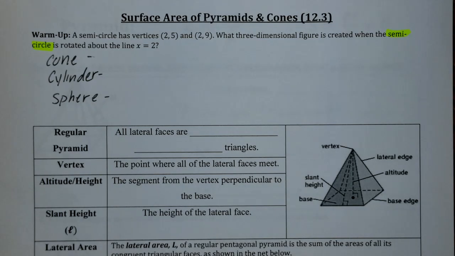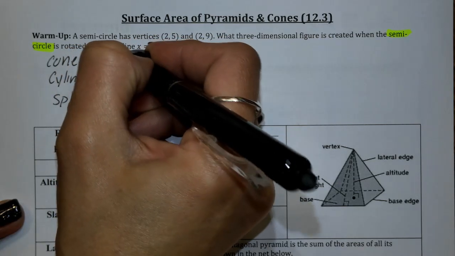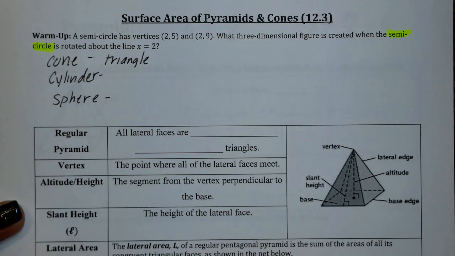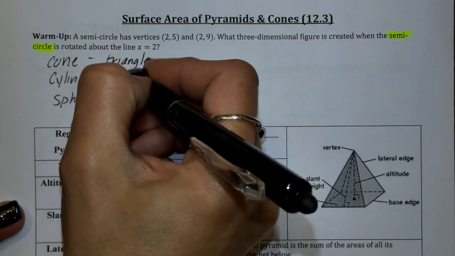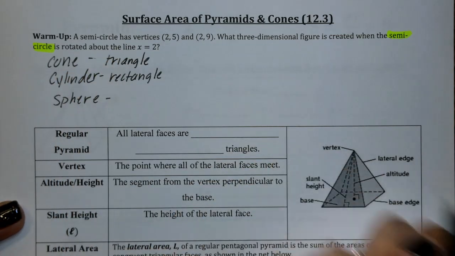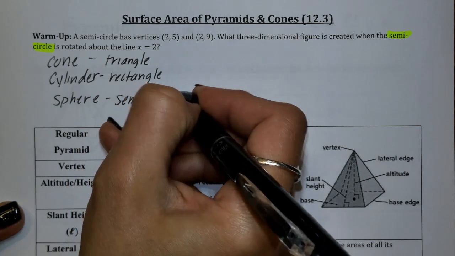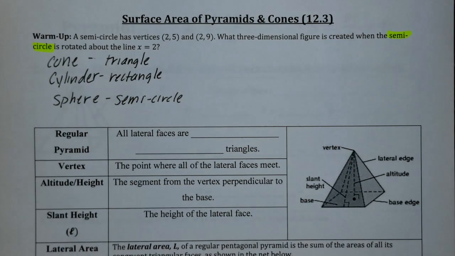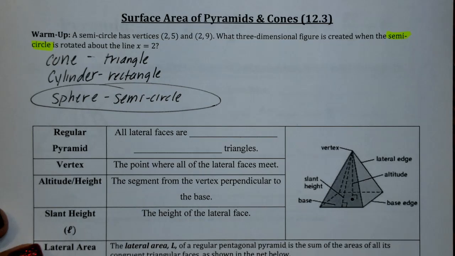A cone is going to be formed when we have a triangle rotating around a line. The cylinder will be a rectangle, and the sphere is going to be a semicircle. So we can already look at which three-dimensional shape is going to be formed. We're looking at a semicircle. Semicircle is going to form the sphere.